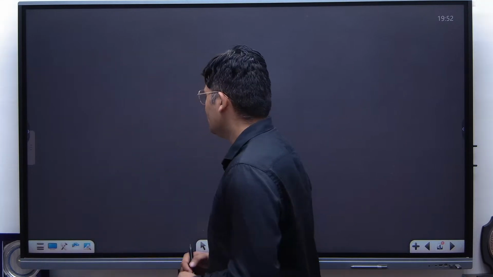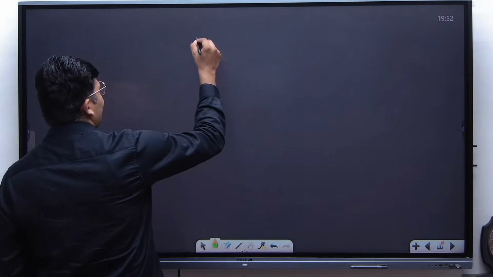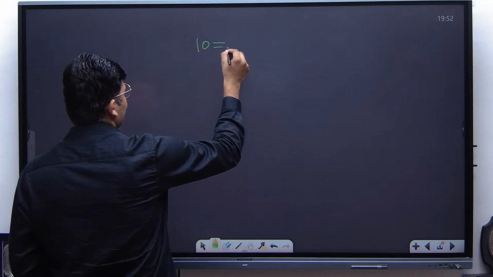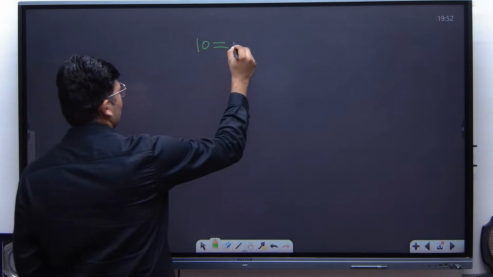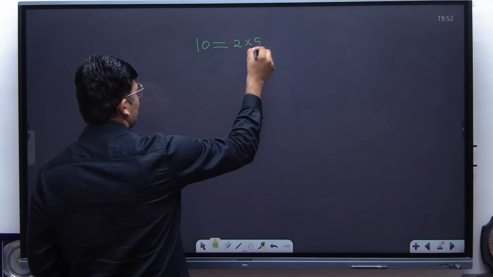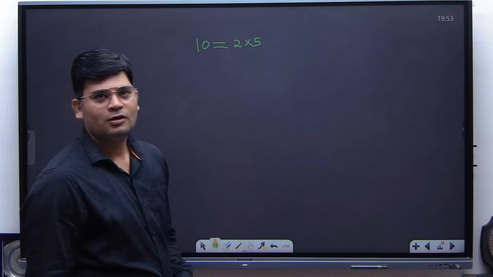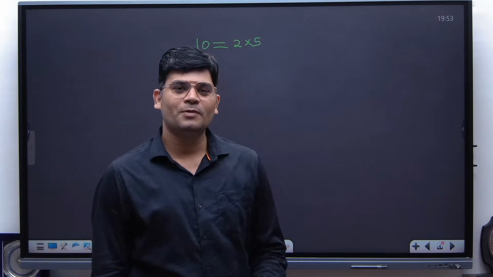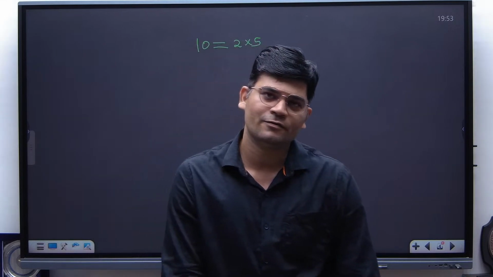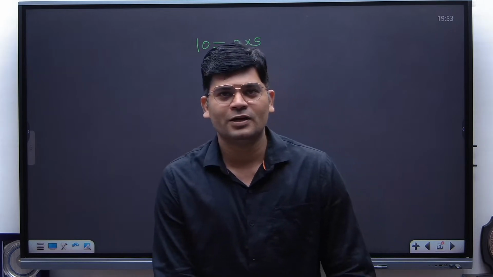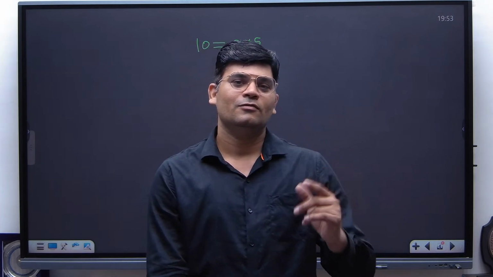Let's start. You know the prime factorization already? What is the prime factorization for 10? Tell me. 1, 2, 5. It is 2 into 5. 1 is not a prime number, dear. 1 is neither prime nor composite, because a prime number has exactly two factors, 1 and itself. And 1 does not have two factors. 1 has only one factor, that is 1. So 1 is not a prime number.